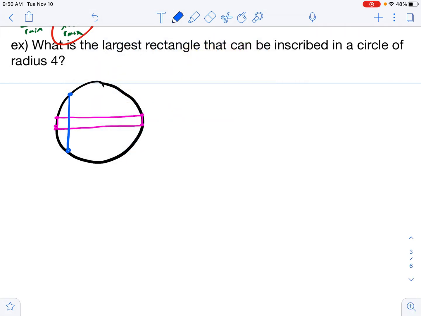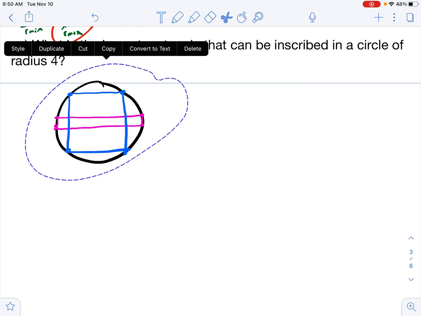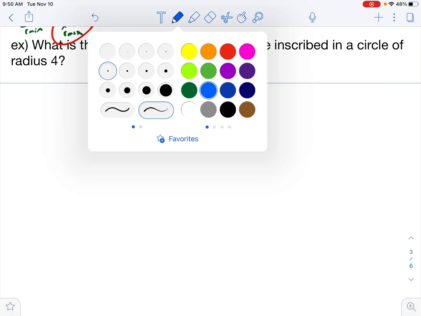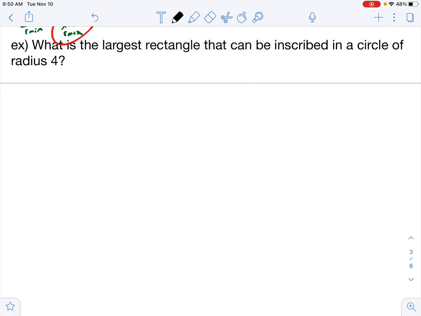Whereas if I do something like this, I would imagine this rectangle is going to have considerably more area than the pink one. Okay? So in any event, what is the largest rectangle we can inscribe in a circle of radius 4? Okay, so here's what I'm going to do, because we want variables and stuff.